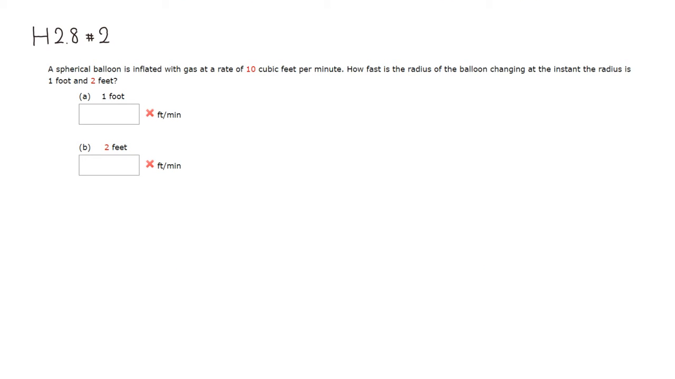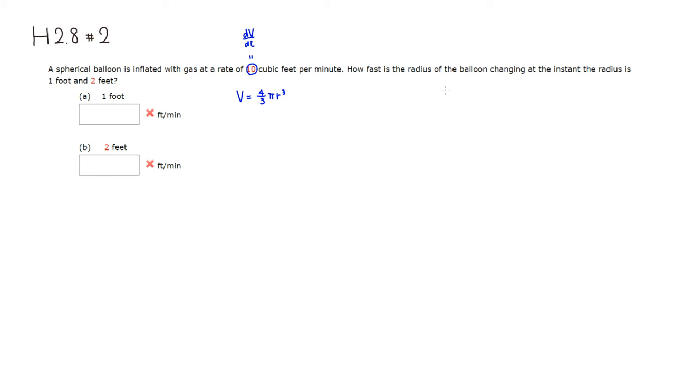Alright, so we're assuming that a balloon is spherical. So the volume of the balloon is V is equal to 4/3 pi r cubed, right? Then we are talking about the balloon is inflated at the rate of 10 cubic feet per minute. So 10, this is the value of the rate of change of the volume of the balloon with respect to time, so dV over dt.